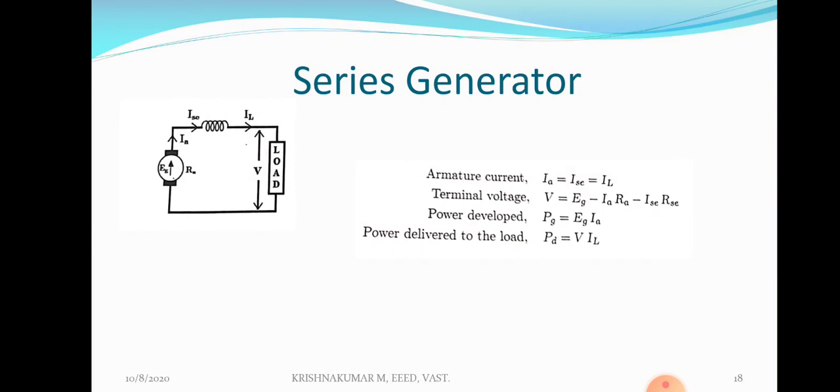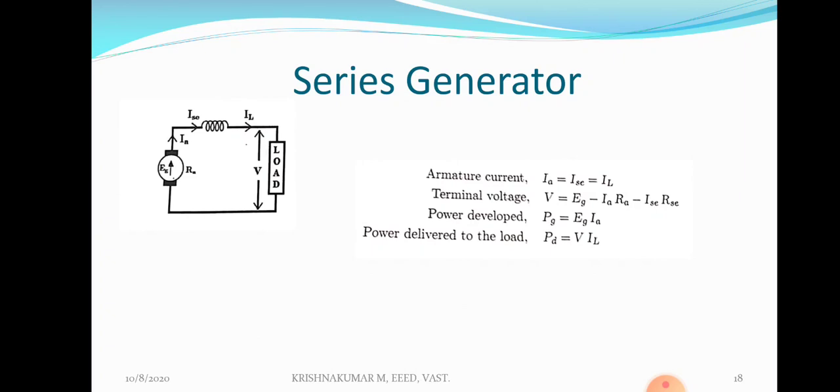So terminal voltage V, terminal voltage means the voltage available across the load, is equal to Eg minus IaRa minus Isc Rsc. That means generated EMF minus IaRa, the armature voltage drop, minus Isc Rsc, the voltage drop in the series field. So V is equal to Eg minus IaRa minus Isc Rsc.